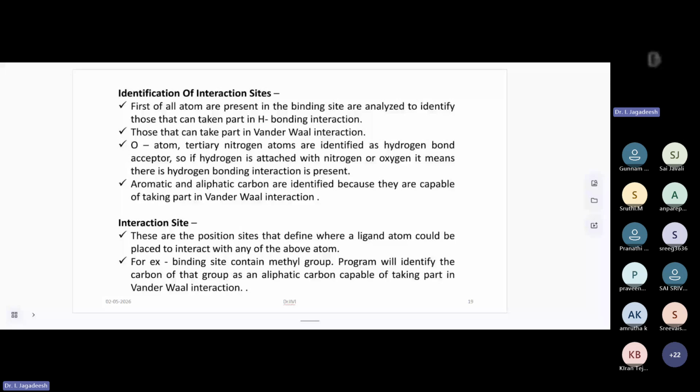So the interaction sites are the position sites that define where the ligand atom can be placed to interact with any one of the above atoms present in the hot spot of a receptor. For the binding site containing a methyl group, the program will identify the carbon of that group as an aliphatic carbon capable of taking part in van der Waals interactions. Like that, we are going to consider each bond and each atom that is actively taking part in the binding for the selection of the fragments and linkers.